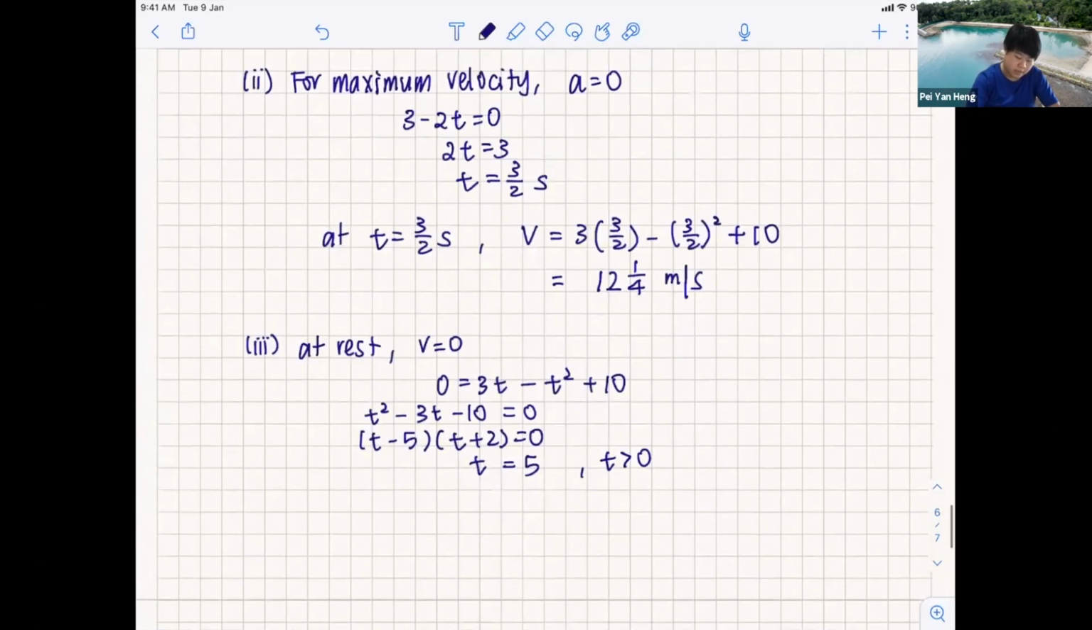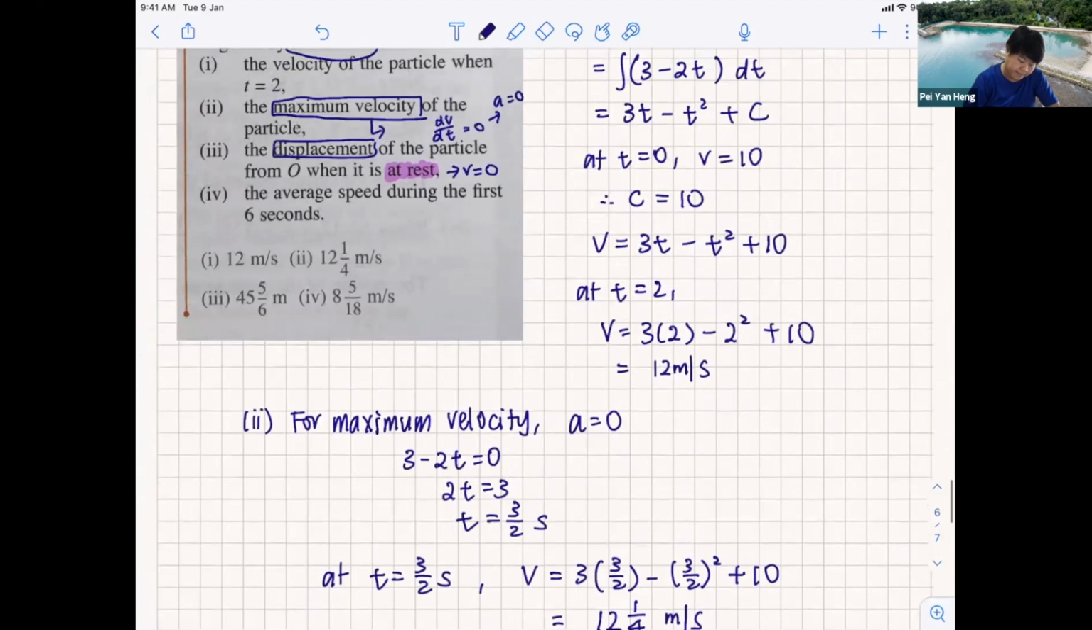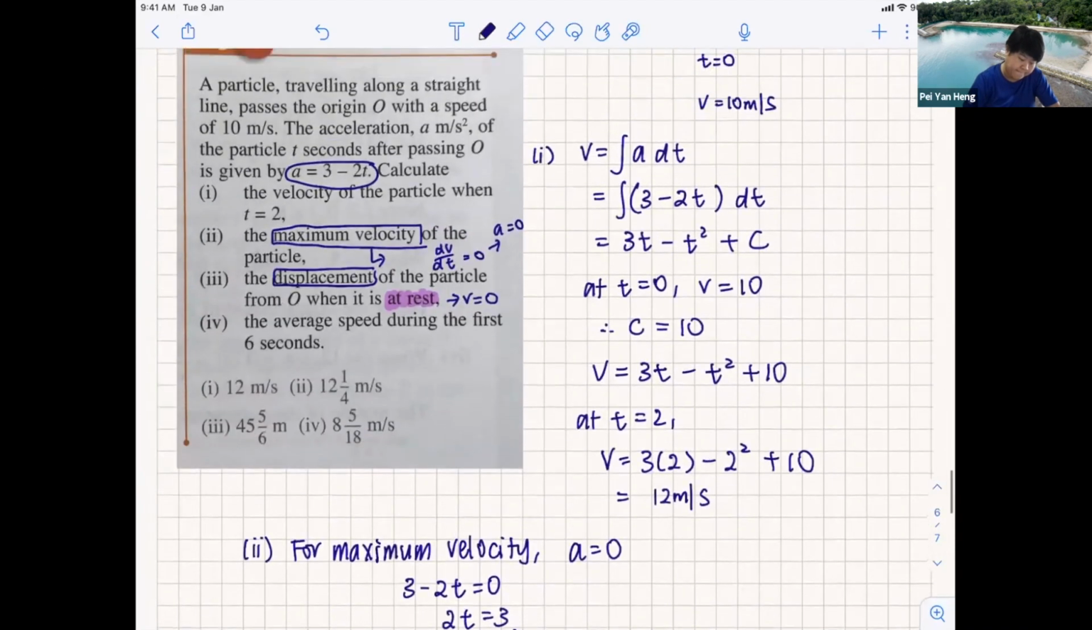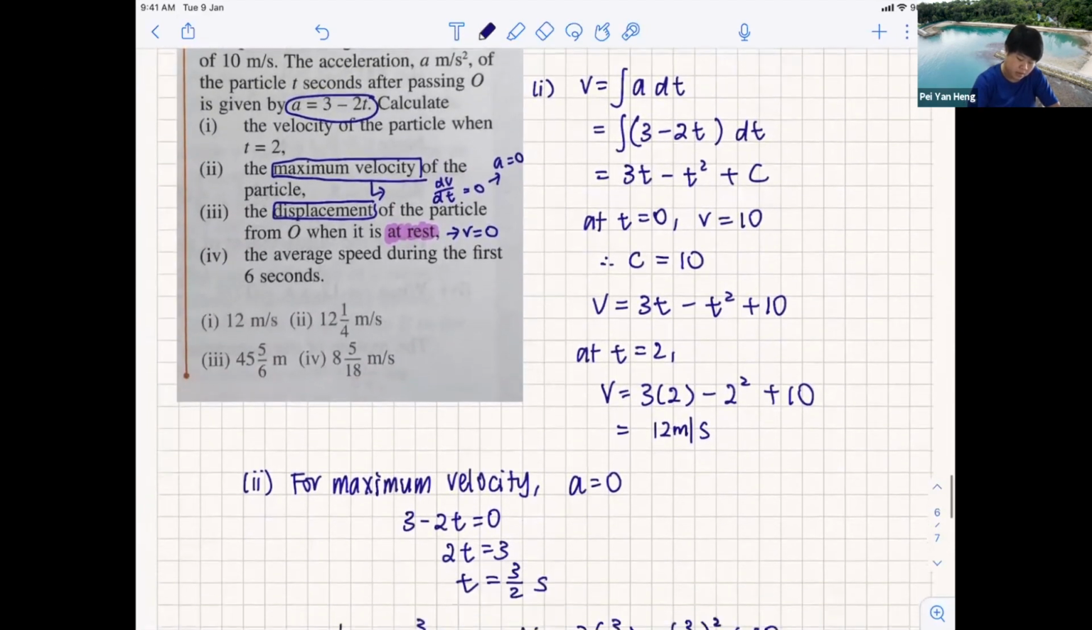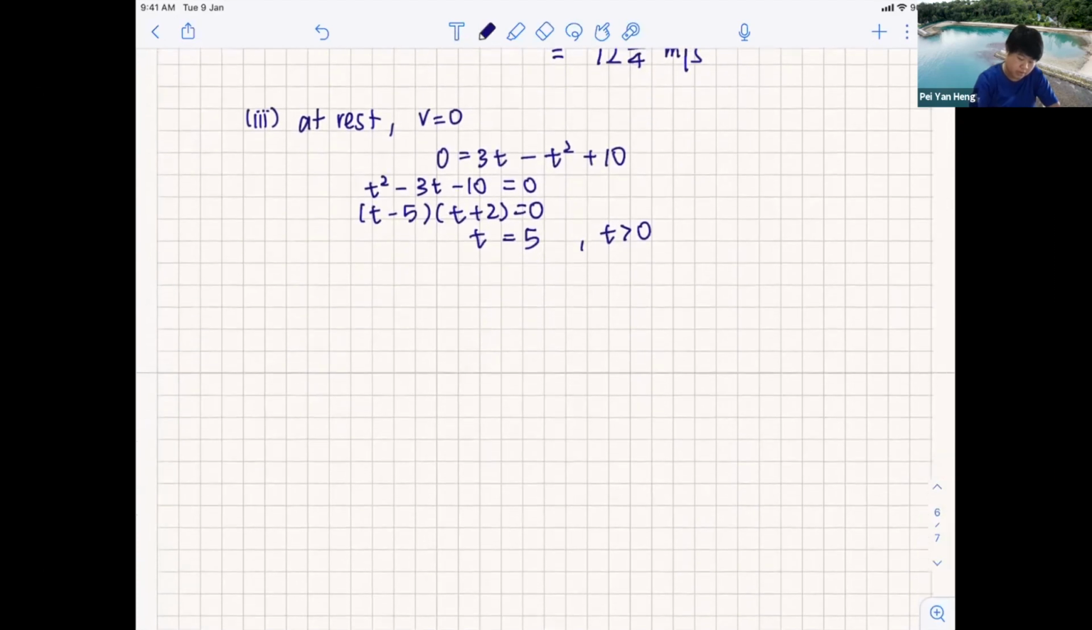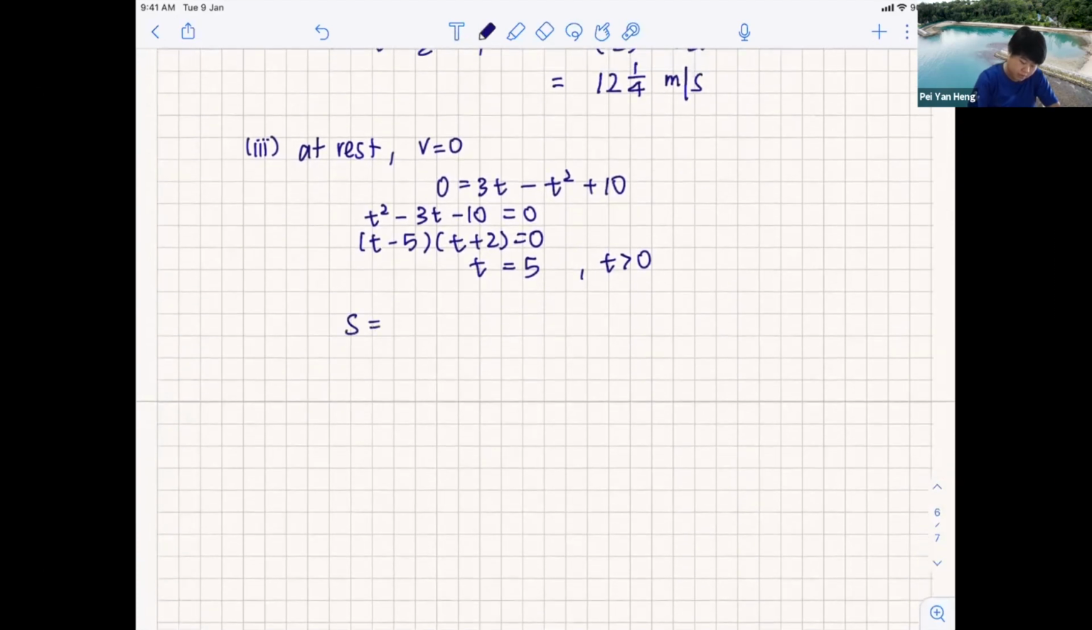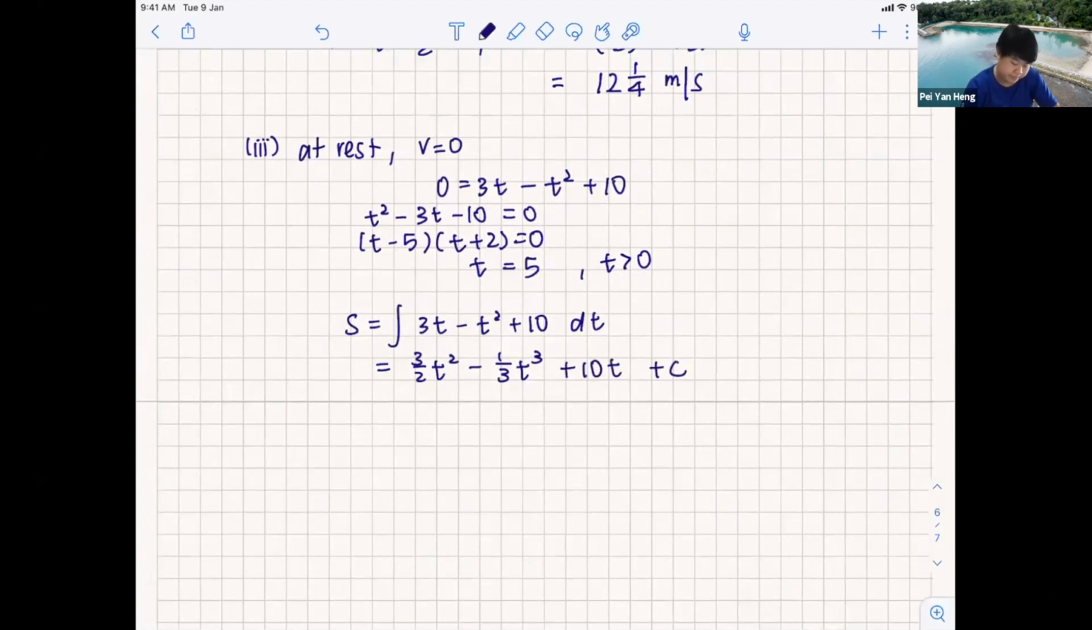And then from there, we need to find the displacement of the particle. In order to find displacement, you need to integrate 3t minus t squared plus 10 with respect to t. This gives me 3 over 2 t squared minus 1/3 t cubed plus 10t plus c.